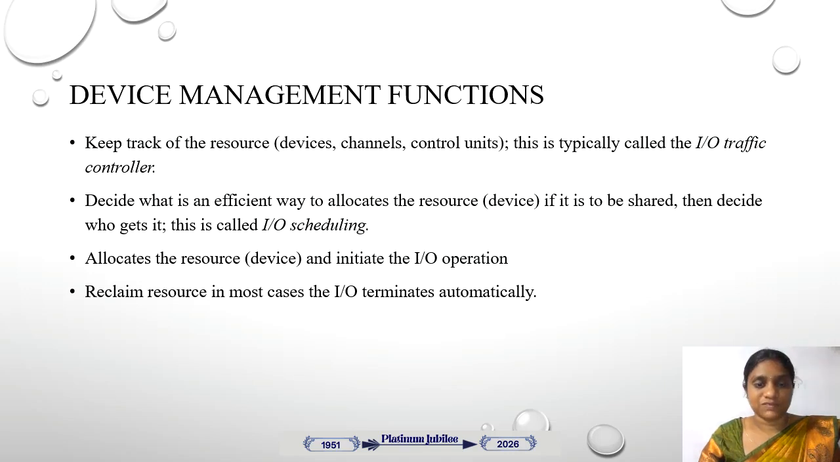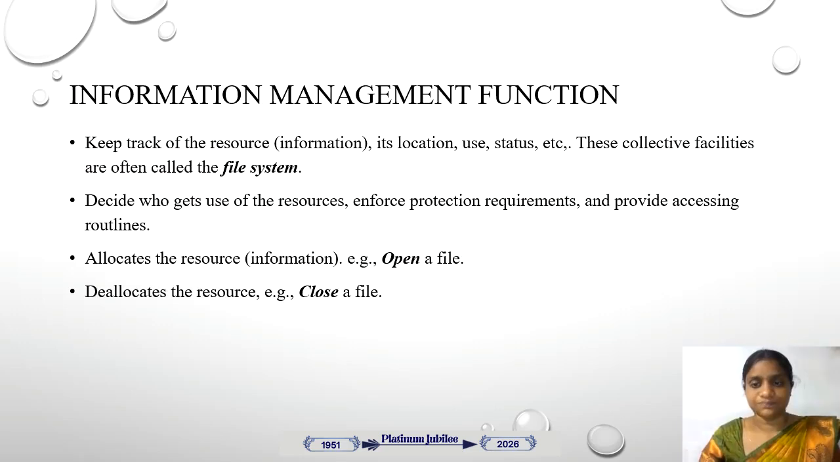Device management function keeps track of the resources: devices, channels and control units. This is typically called the I/O traffic controller. Decide what is an efficient way to allocate the device. If it is to be shared, then decide who gets it; this is called the I/O scheduling. Allocate the resources, the device, and initiate the I/O operation. Reclaim the resources when the I/O terminates automatically.